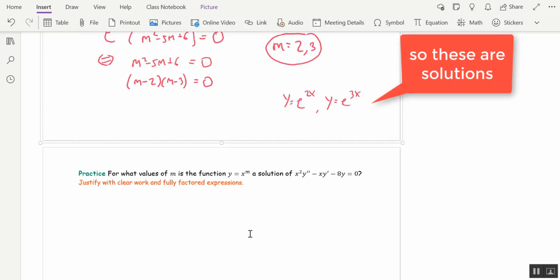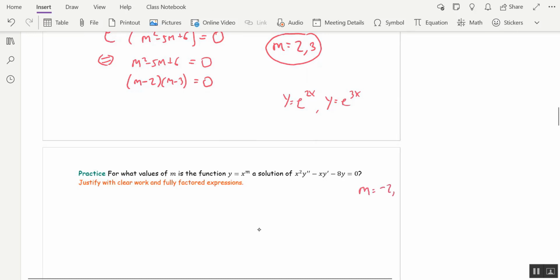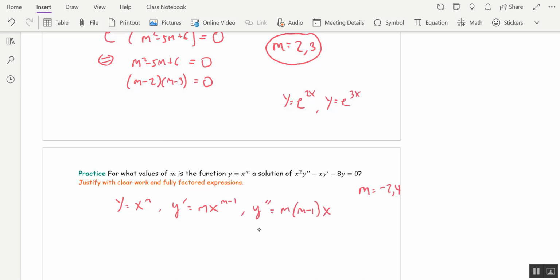Okay, this one's slightly different. Hopefully you got m equals -2 and 4. If not, let's see what you did wrong. If y is x to the m, then y prime, okay, different derivative rule. Now I'm using the power rule. Bring the m down and subtract 1 from the exponent. And y double prime, bring the m minus 1 down, subtract 1 from the exponent, I get m minus 2.